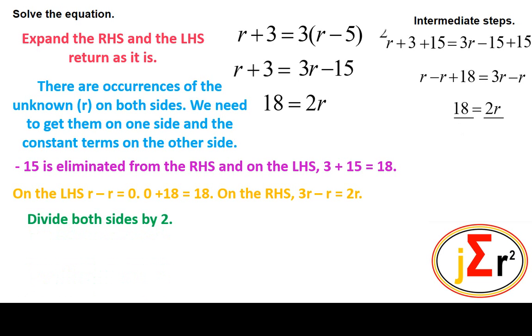We cannot divide a single side of the equation by 2 and be correct. We have to keep the equation balanced, and so we divide by 2 on both sides. 2 into 2 is 1, and 2 into 18 is 9, and we can see the 2 disappearing from the right hand side. Therefore, our result is 9 is equal to r, which as an intermediate step in solving an equation is just fine, but as a final result, it's not right.